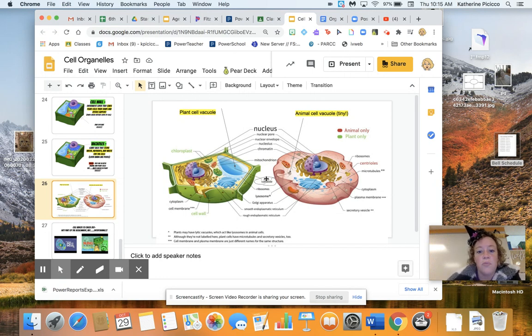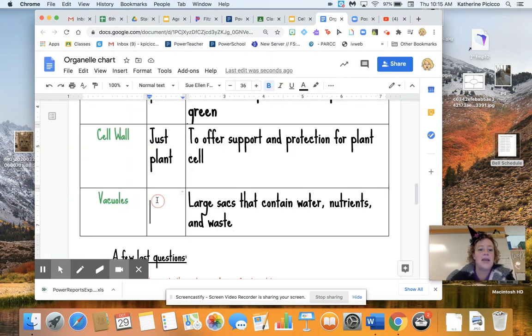If I were invited to a pool party at the plant cell's house and the animal cell's house, I would totally choose the plant cell's house because they got a rockin' big pool, right? Okay, so let's put that vacuoles are in both.